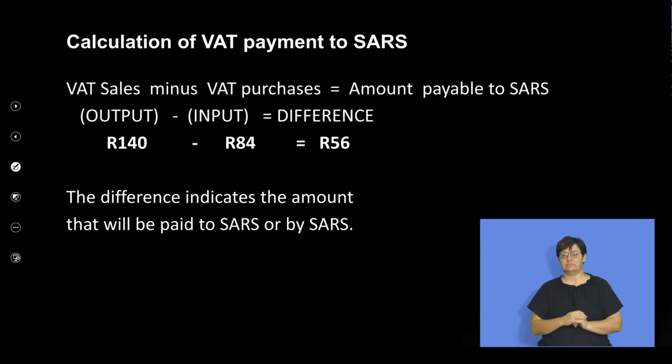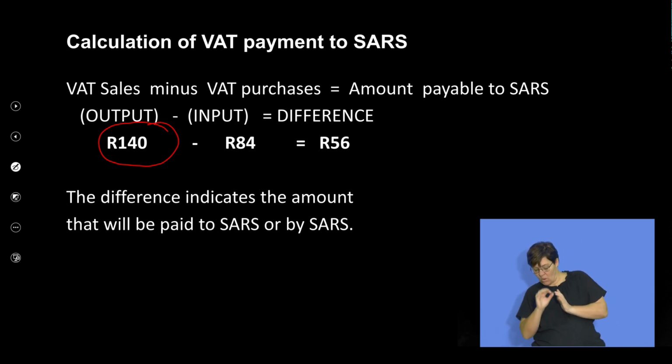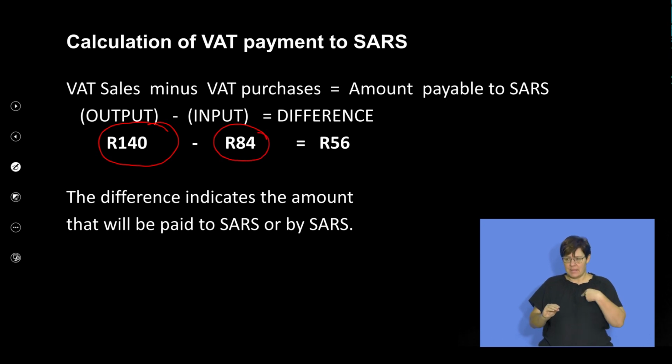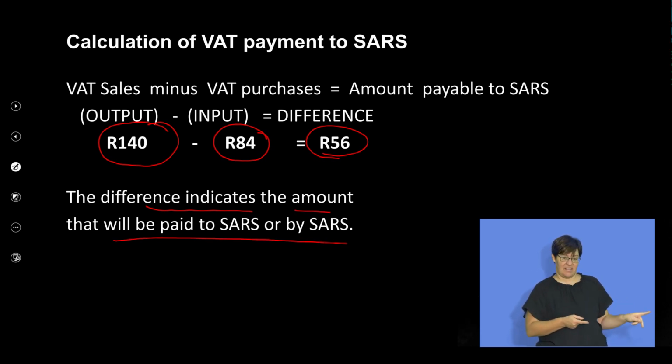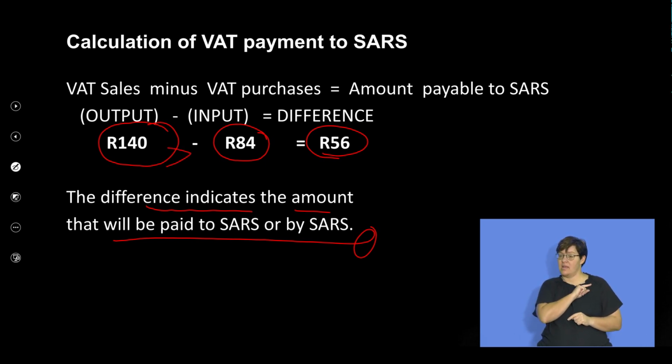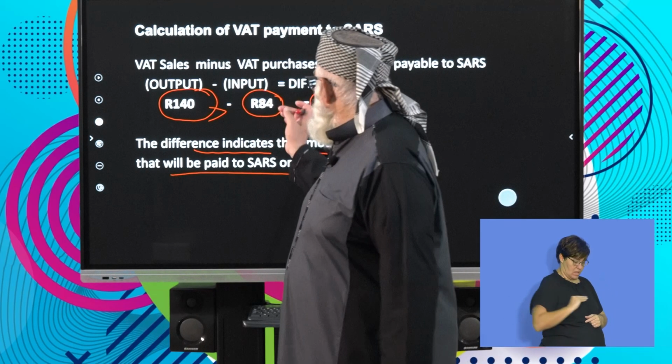So here's an example for you. If you have an output VAT of 140 Rand, meaning you have collected 140 Rand worth of VAT, and you've paid 84 Rand in input VAT which you can claim back, the difference is the 56 Rand which will have to be paid over to SARS. The difference indicates the amount that will be paid to SARS or by SARS. In this case here, because your output is greater than your input, it means you have collected more than what you can claim back. You owe SARS, in this case here, 56 Rand.